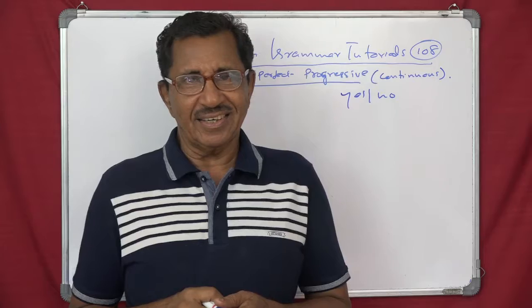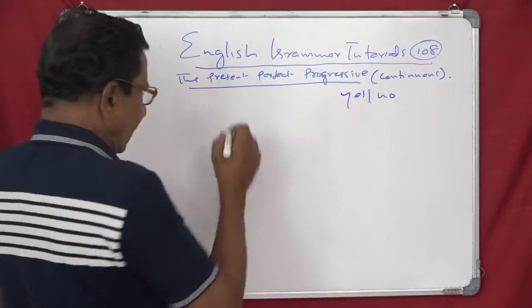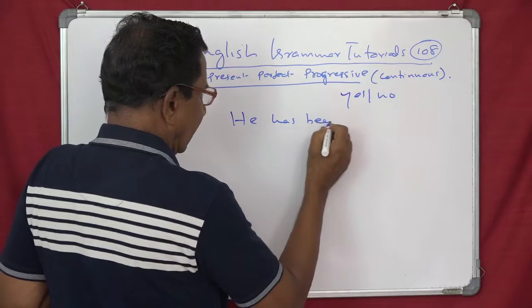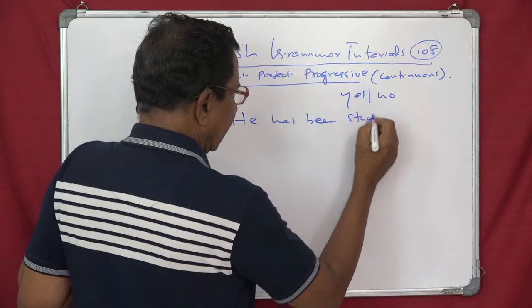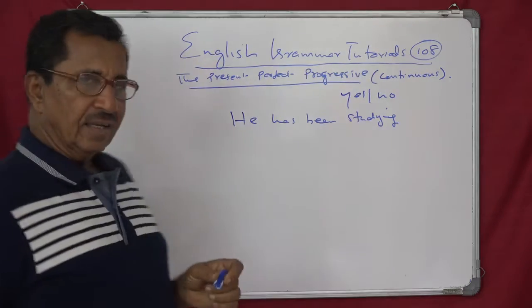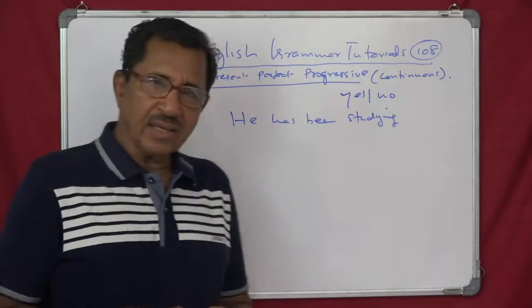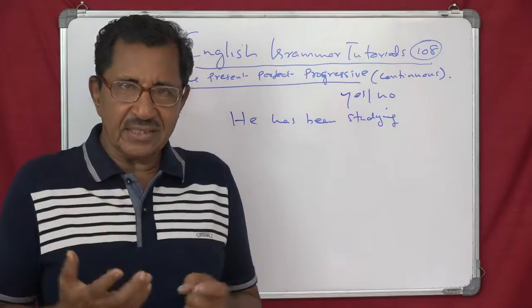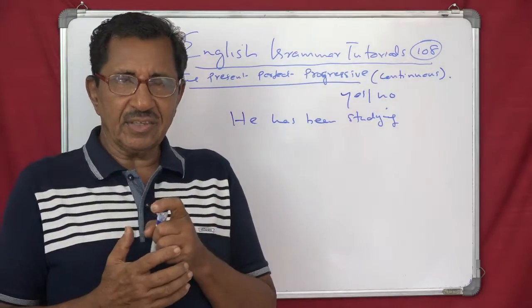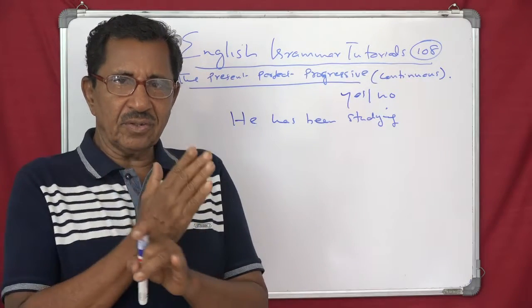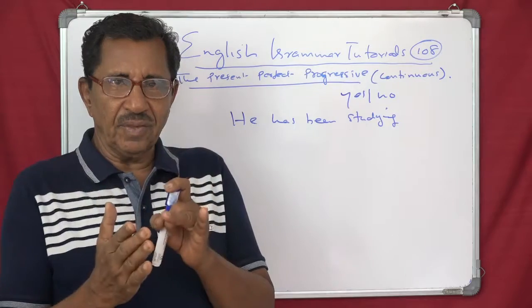Very simple. And now you can see, he has been studying. Then you have to make a yes or no question. What do you have to do? The simple method is inversion. Inversion means the subject takes the position of the verb and the verb takes the position of the subject.